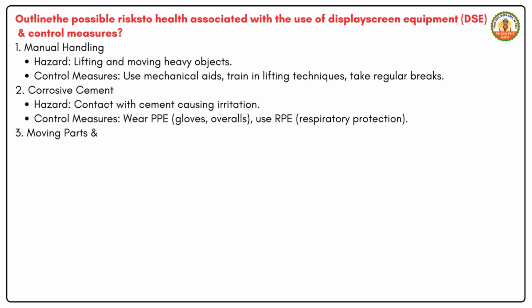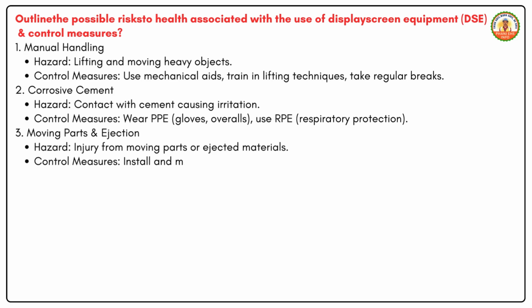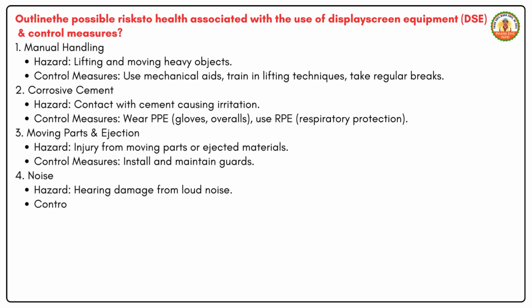Moving parts and ejection. Hazard, injury from moving parts or ejected materials. Control measures, install and maintain guards. Noise. Hazard, hearing damage from loud noise. Control measures, use hearing protection, rotate tasks to limit exposure.